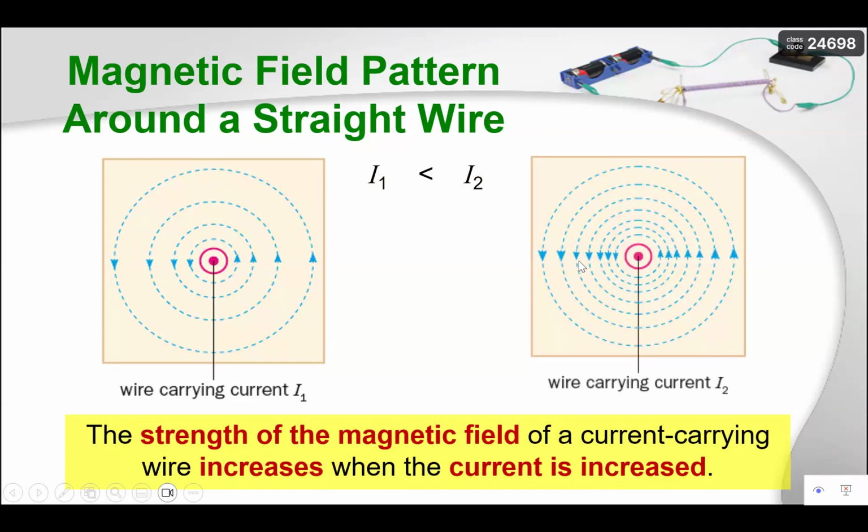So how is it possible that I have a stronger magnetic field here? It simply means that the current here is larger than the current here. So the strength of the magnetic field increases when the current increases.